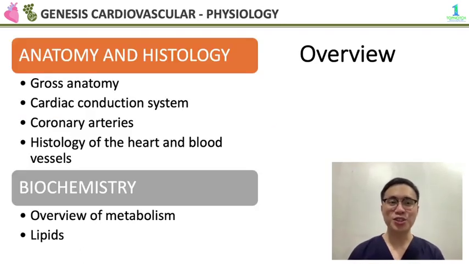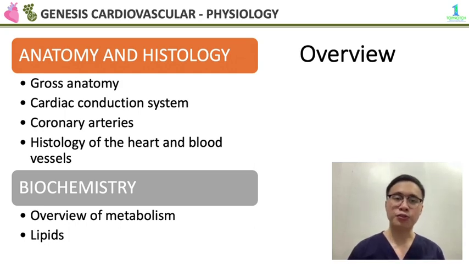For anatomy and histology, we went through the gross anatomy, the cardiac conduction system, the coronaries, as well as some basic histology. And for biochemistry, we just touched a little bit on the metabolism, focusing on the lipids, the treatment, as well as the biochemical basis for those treatment modalities. After this session, I'm really hoping that I was able to help you refresh your minds on some of the basic sciences and the basic concepts, hopefully to prepare you better to appreciate the clinical correlates.